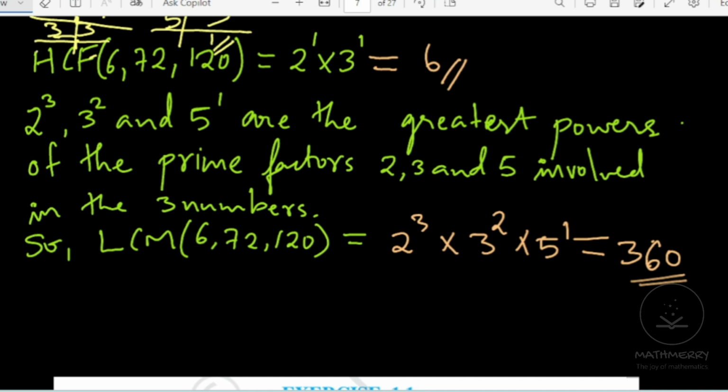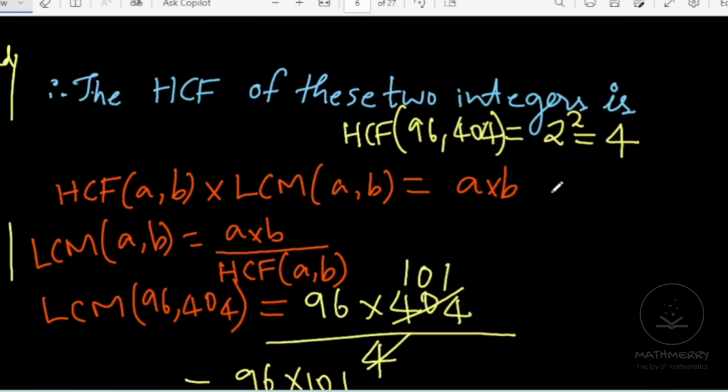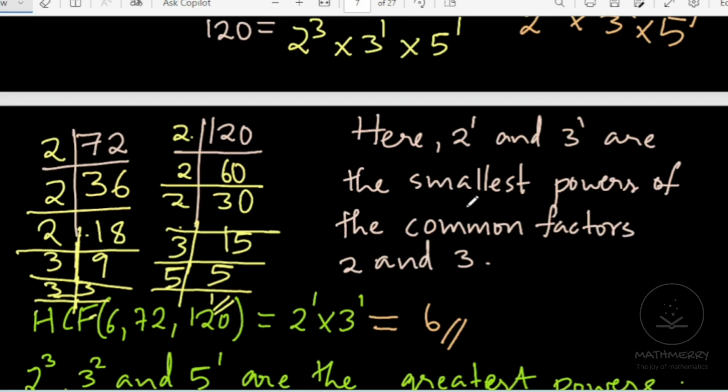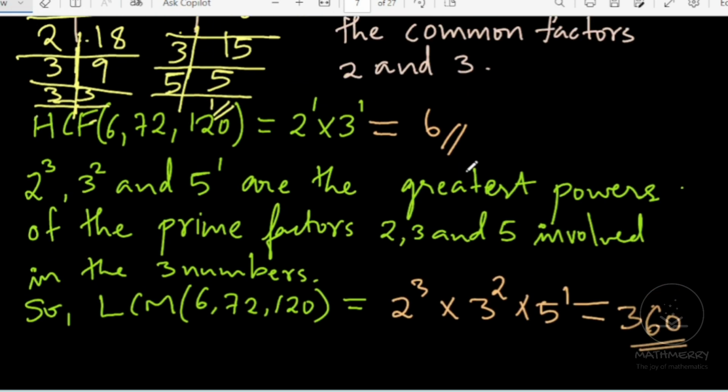Now an interesting fact: when there are three numbers and we have to find the HCF and LCM, this kind of formula doesn't work there. When we have A, B and C, this formula doesn't work. So here, 6 into 72 into 120 will not be equal to the product of HCF and LCM. So that is one thing you should remember. If there are three numbers, we have other formulas. The previous formula doesn't work when there are three numbers.